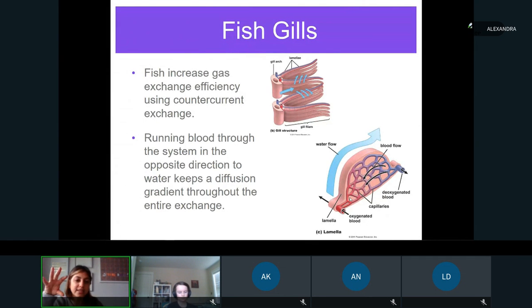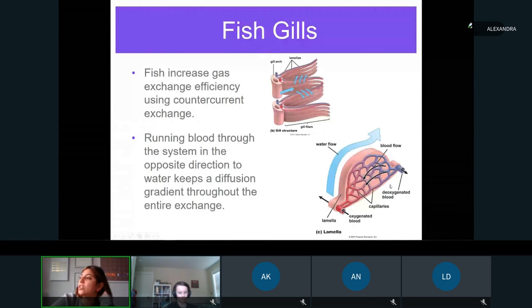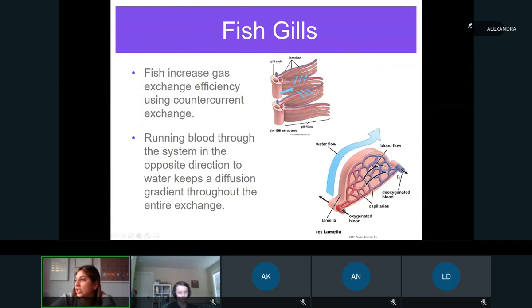If we were to create a system where the end of the line has just as much oxygen as the outside of the system, we're not going to have as much oxygen flowing through. So when we're talking about that, it's actually beneficial for there to be less oxygen in the deoxygenated blood than the oxygenated blood, so that way the water is always flowing through and it brings more and more oxygen to the organism.